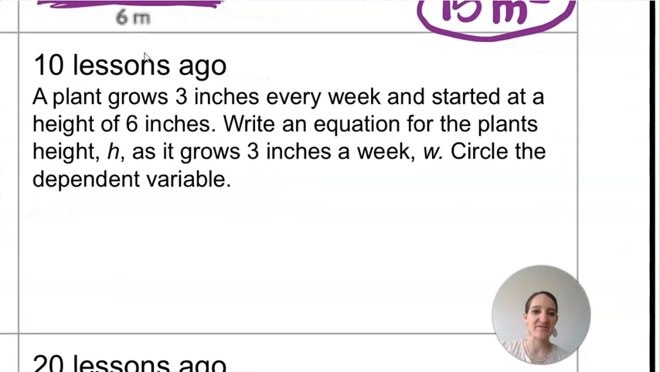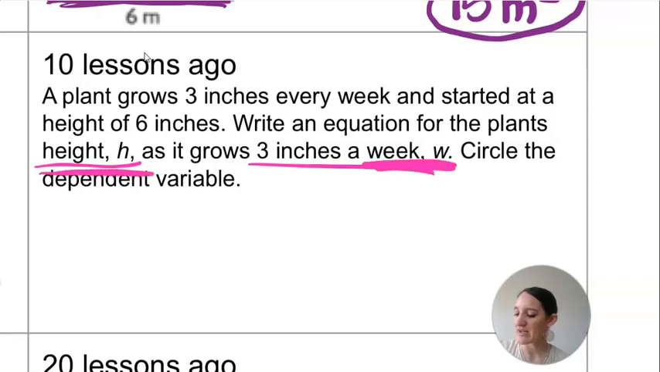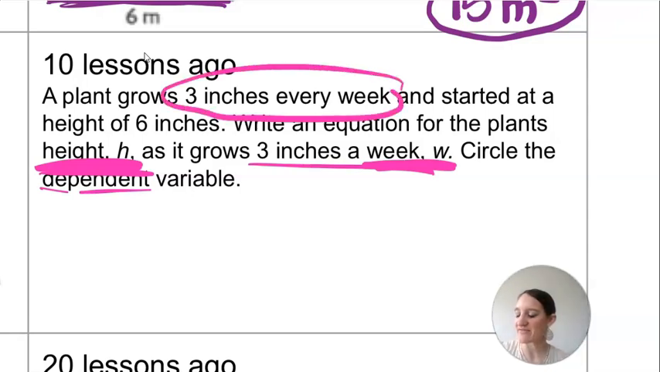A plant grows 3 inches every week and started at a height of 6 inches. Write an equation for the plant's height h as it grows 3 inches a week. So we're using W for week, height for h, and we're going to circle the dependent variable. I remember this 10 lessons ago. Wow. Okay. A plant grows 3 inches every week. That's like 3 inches per week, right? Or 3 inches each week. All of those words mean times. So 3 inches per, and what are we doing for week?